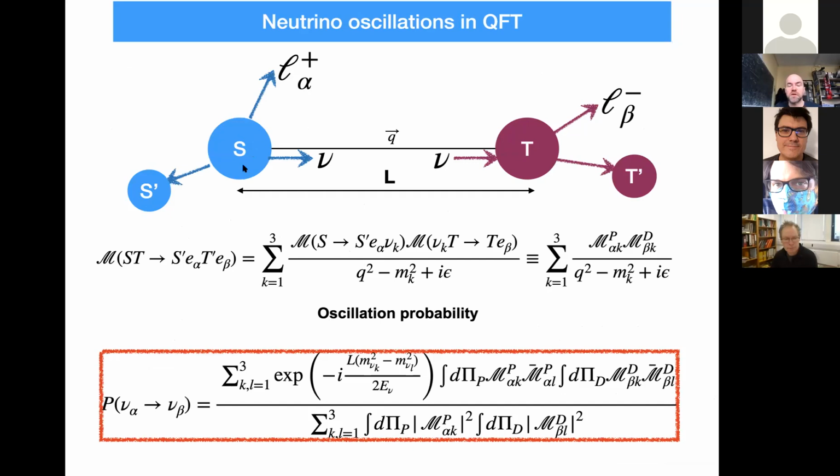We have some source that produces a neutrino, and we tag the flavor of this neutrino because we see what was the flavor of the lepton that was produced together with this neutrino. Then this neutrino travels some macroscopic distance L, and it hits the target. Then we can again tag the flavor of that neutrino by measuring the flavor of the lepton associated with the detection. So this is the process that describes neutrino oscillations.